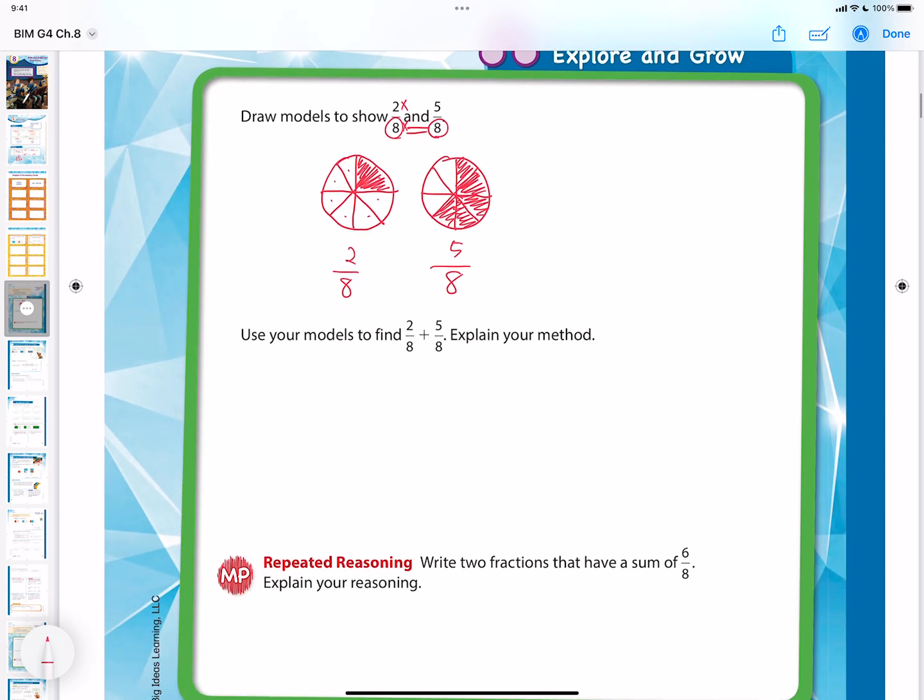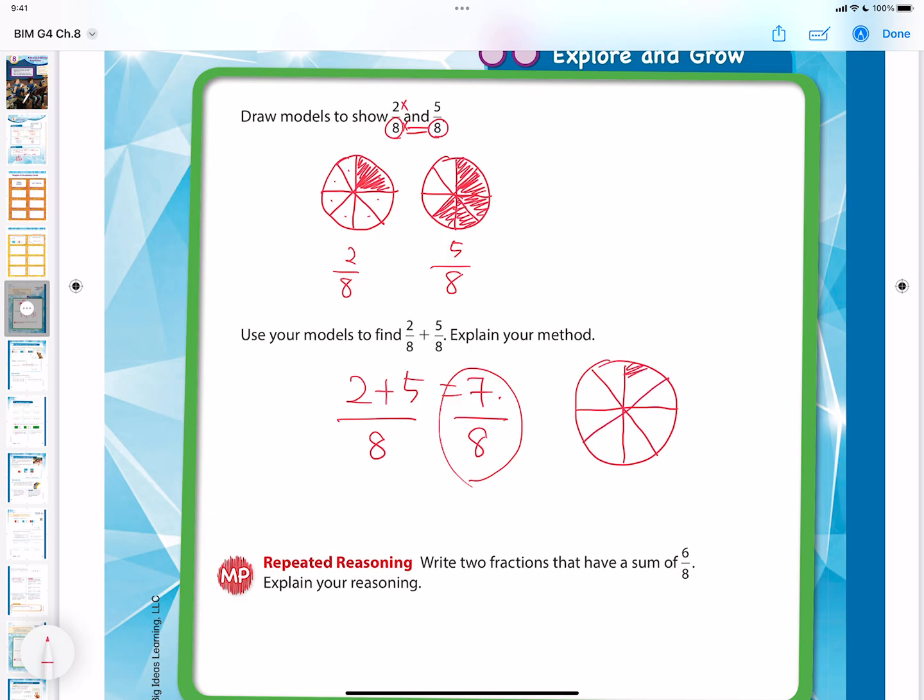Now use your models to find 2 over 8 plus 5 over 8. Explain your method. Okay, so the answer is you're taking 2 slices and your friend is taking 5 slices. How many slices are eaten? Yes, we know 2 plus 5 is what? 7. So 7 slices out of what? 8. Okay, so the answer is what? 7 over 8.